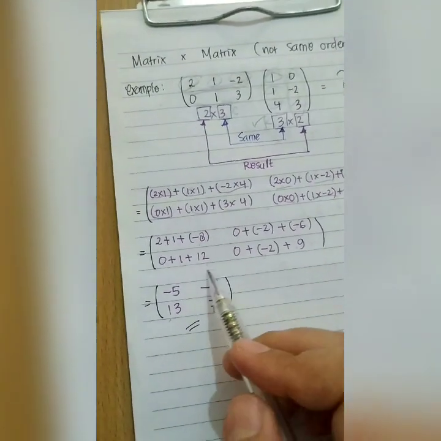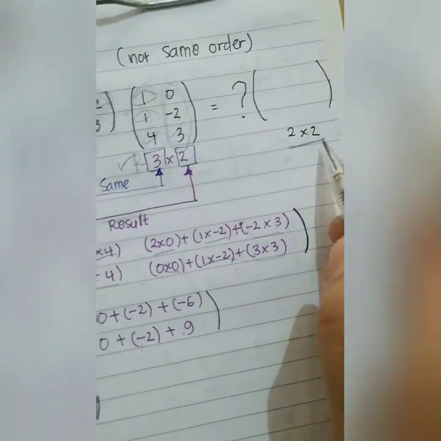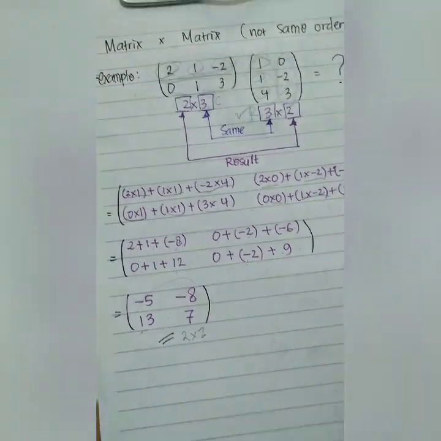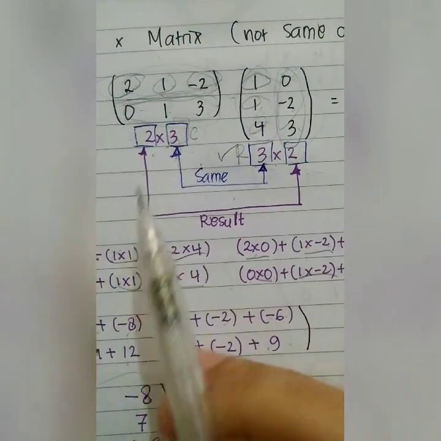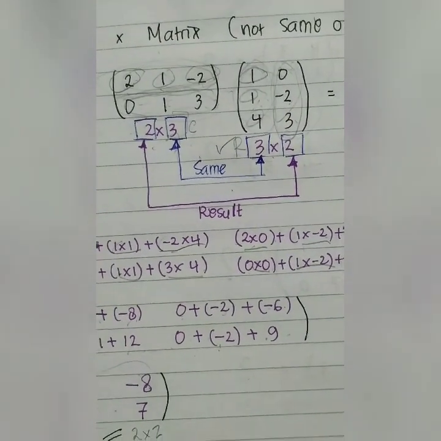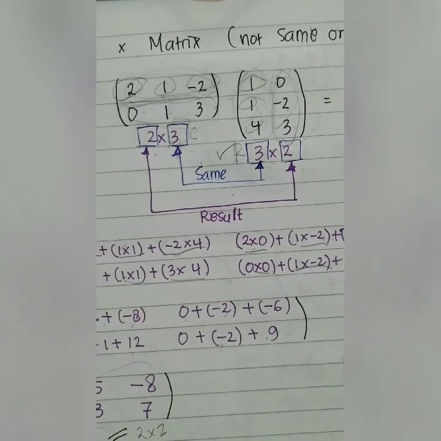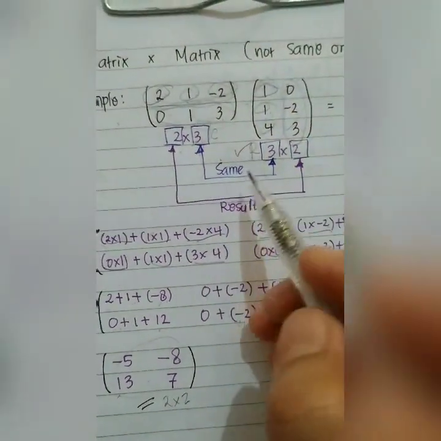As you can see here, the order is 2 by 2, as we expected before. So here, 2 by 2 order. So from this one, actually from the question, you can already predict what order your answer is going to be. Okay, so be careful with your question.